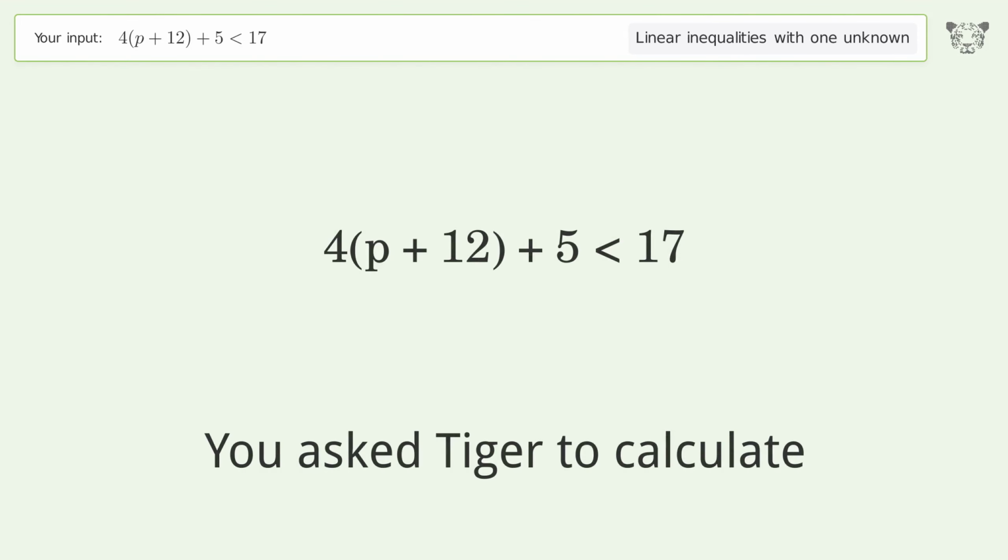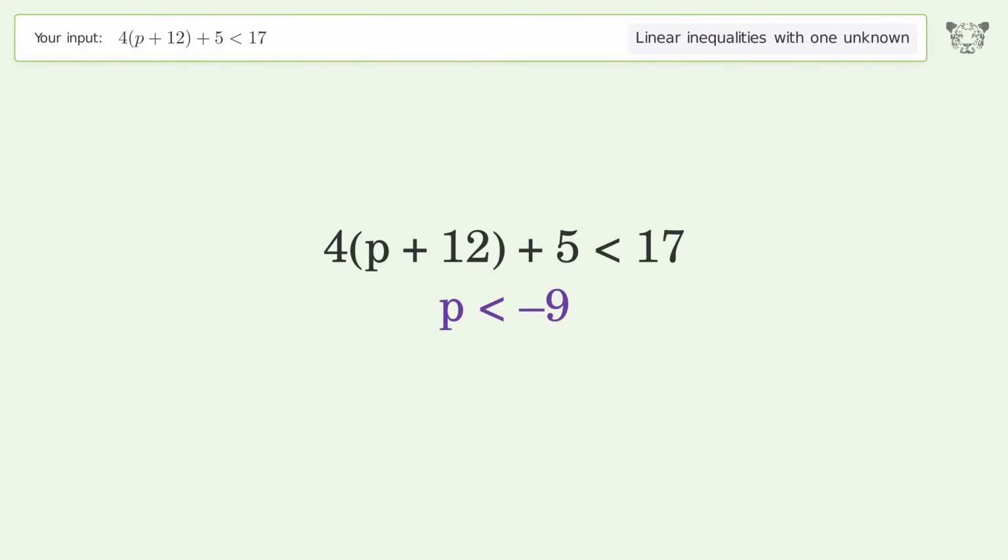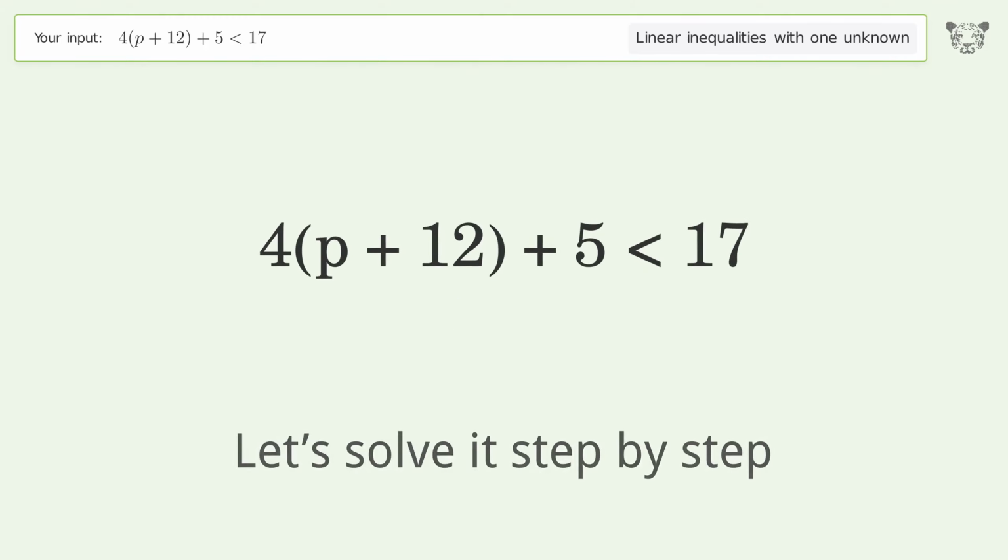You ask Tiger to calculate. This deals with linear inequalities with one unknown. The final result is p smaller than -9. Let's solve it step by step.